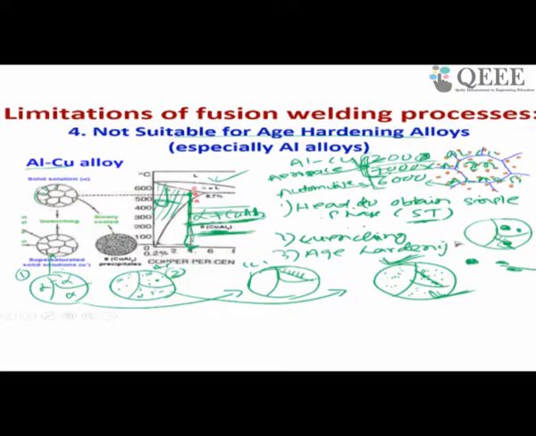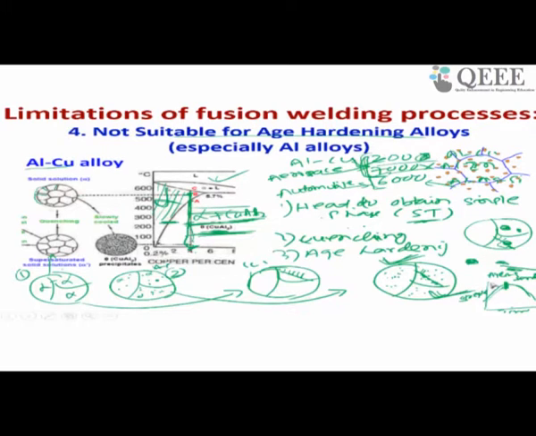So in age hardening, what do they do? They aim for a peak condition. Suppose this is strength and this is time. At a particular aging temperature, you will get something like this. So this is your peak condition. They impart that particular heat-treated condition and supply it to the customer.